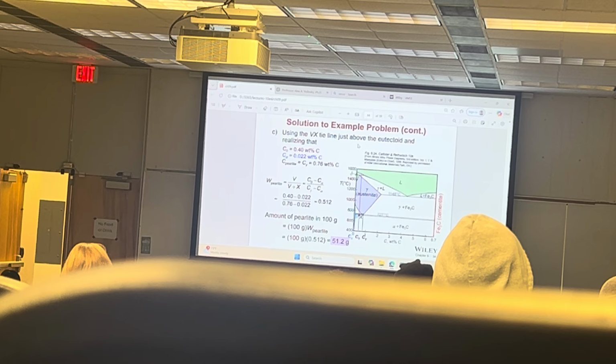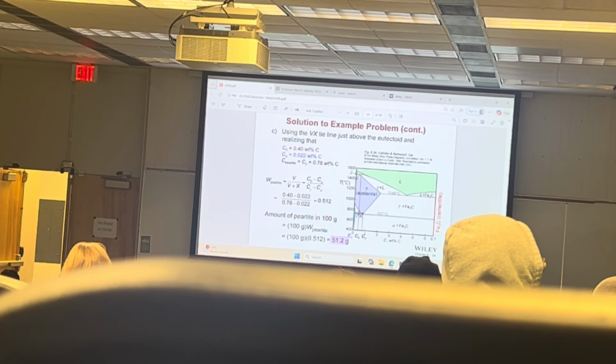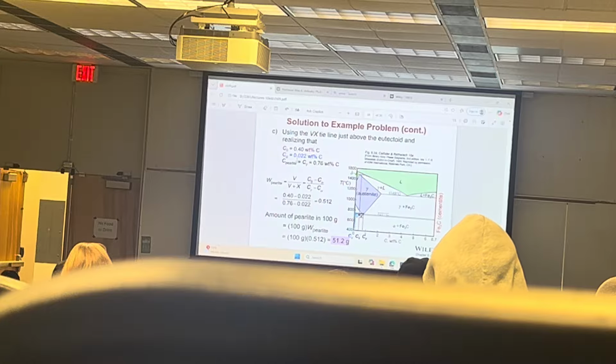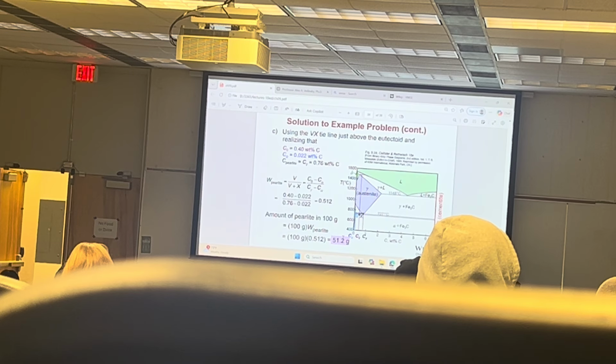The percentage of pearlite: C0, we start with 0.4 weight percent. That's given in the problem. The composition of the alpha phase is determined by the tie line, and is 0.022%. So we can figure out the weight fraction of pearlite, and that is 0.5, meaning that we're going to have 50 grams. So half of that.